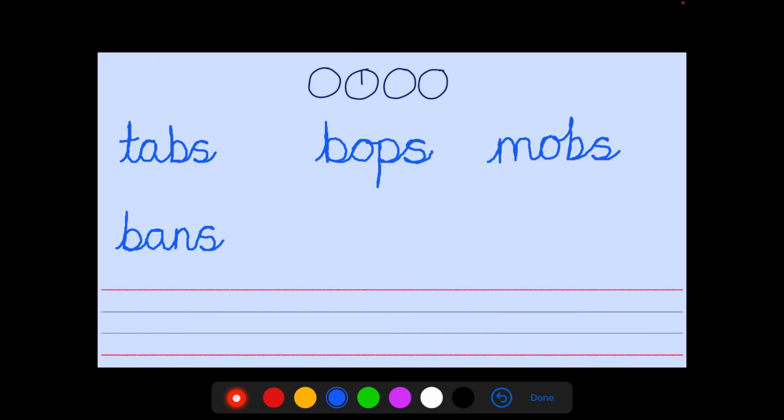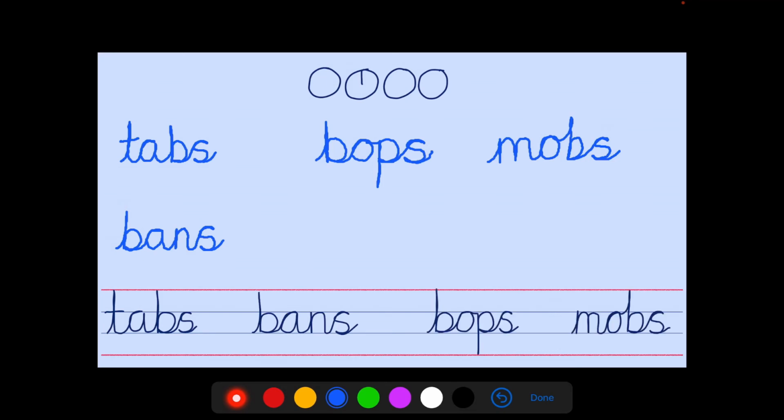So for each of these words, tabs, bans, bops, and mobs, whether it is for more than one or for an action that somebody else does, we add suffix S onto the word.